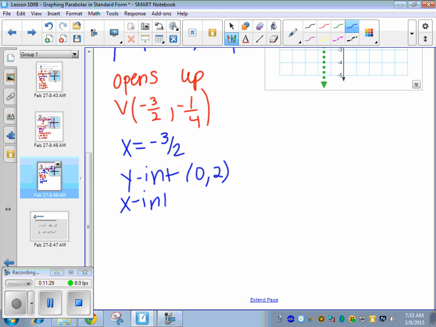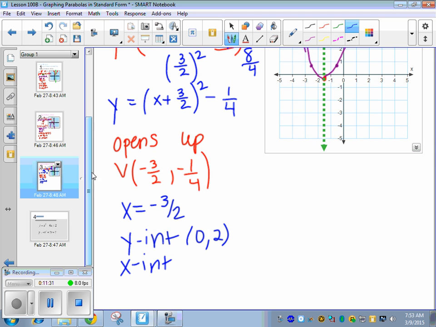X-intercepts are going to be a little more of a pain. We've got to plug 0 in. We're going to have to do that for this equation here. So plug 0 in for y. Okay, so this is a good review in case you forgot how to do this. We're going to add the 1/4 over first. Then what do we do?